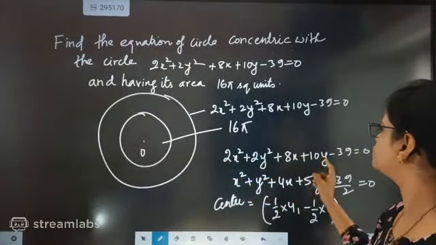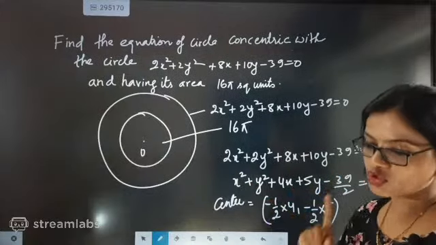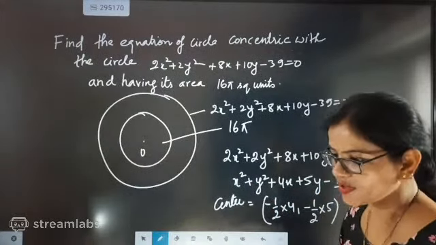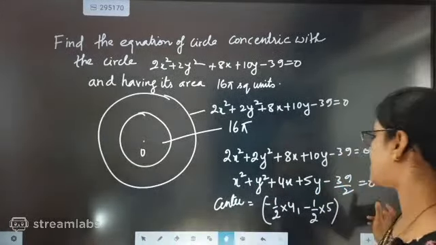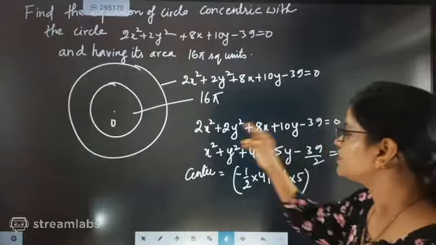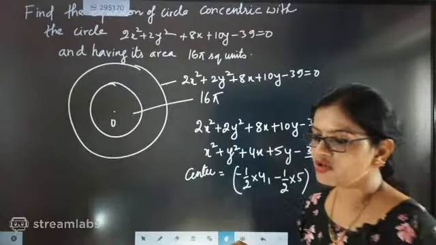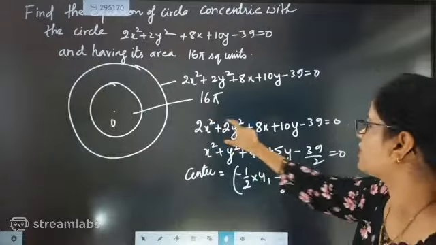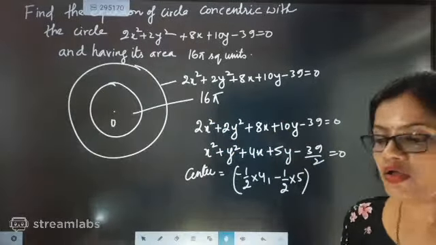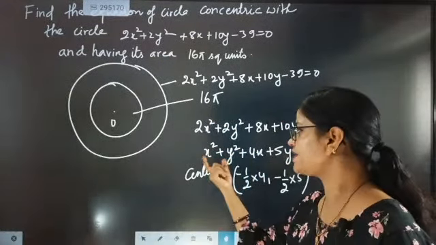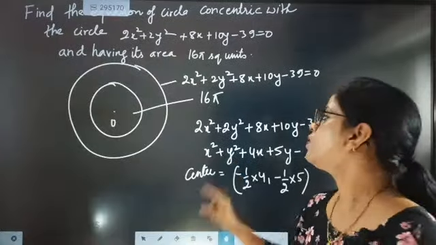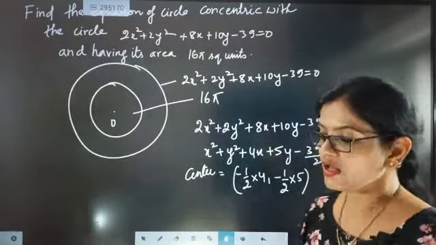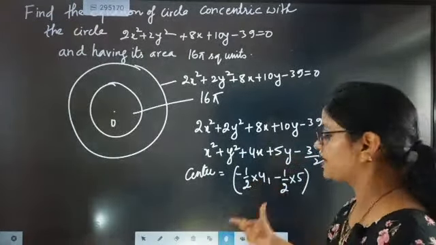Because 2, 2, 2, 2 will be there, the coefficient has to be 1. Understood, Adit? I didn't see, Adit, that 2 and 2 is there. So first we have to divide the entire equation by 2. Only when the x square coefficient is 1 and the y square coefficient is 1 can we take this and find the center.